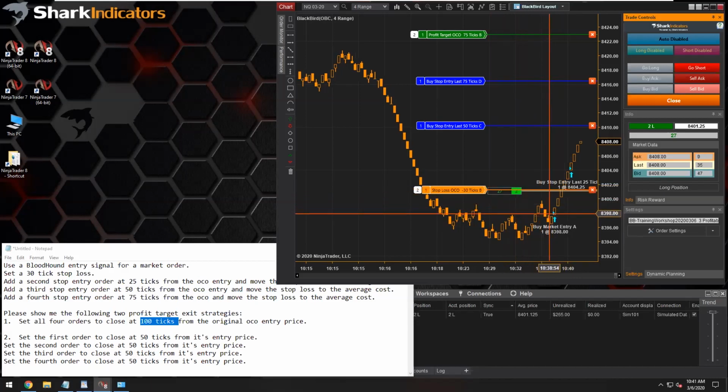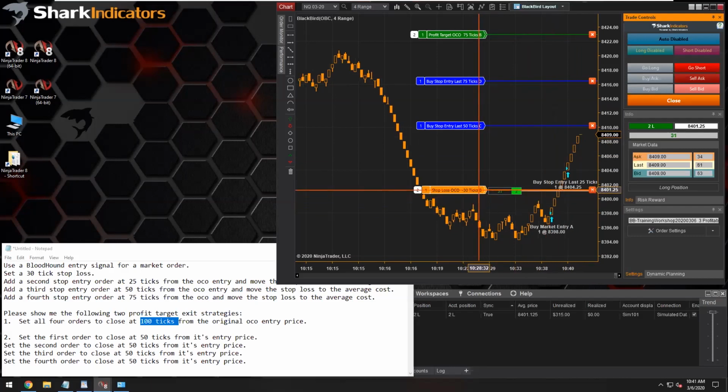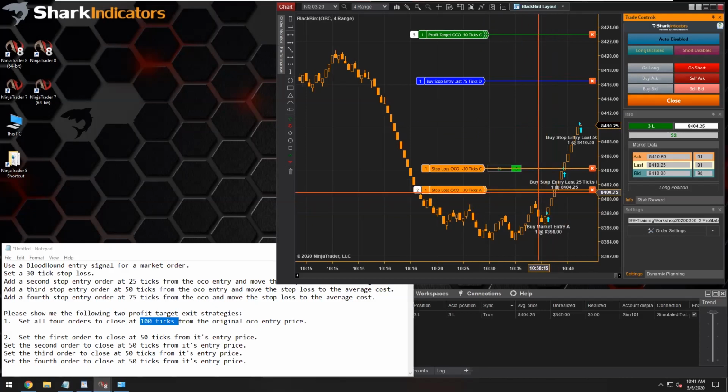So you notice A, it went to the OCO entry price for order A, because that was the currently known average entry price. And then once the market moved a little higher, Bloodhound was able to get access to the average entry price and then move the stop loss for A up. So it was a little bit of a timing issue there at first, but we can see that they all did move up eventually.